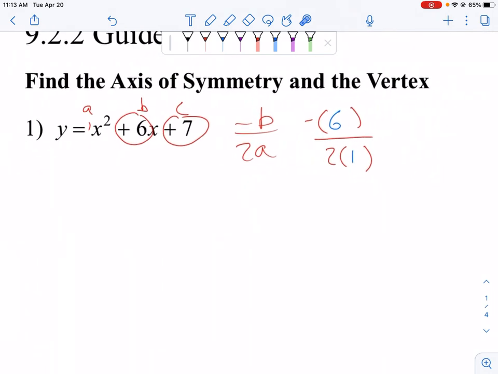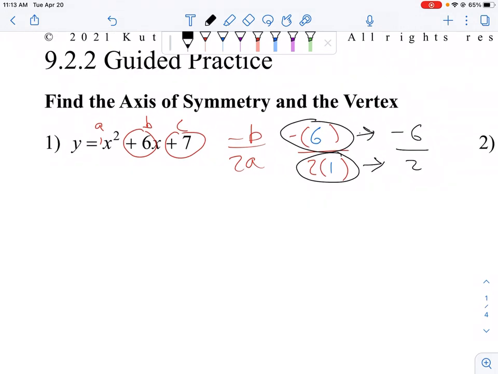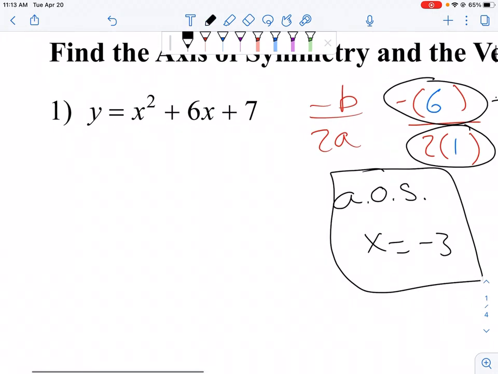So once we fill out our formula with our information, we evaluate. So this means when I put this together, I get negative 6, and when I put this together, I get a positive 2. So negative 6 over 2 makes a negative 3. So our axis of symmetry, our AOS, is x equals negative 3. And now we're going to use that to go back and find out what our y would be. So we're going to replace our x value with a negative 3.